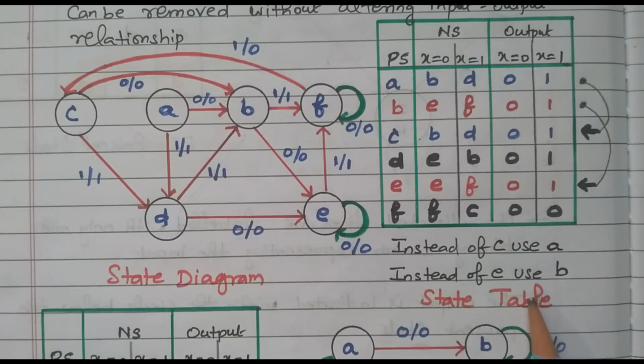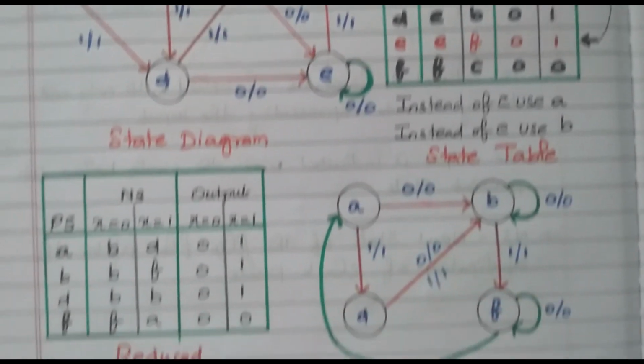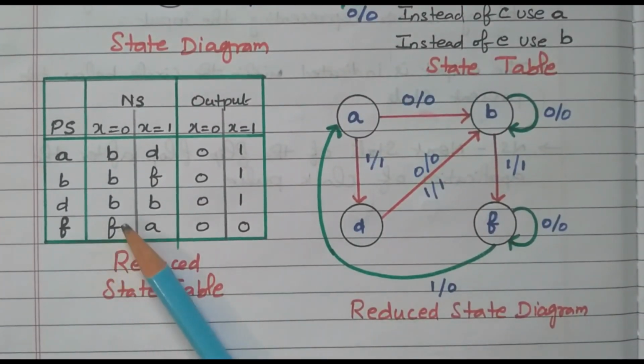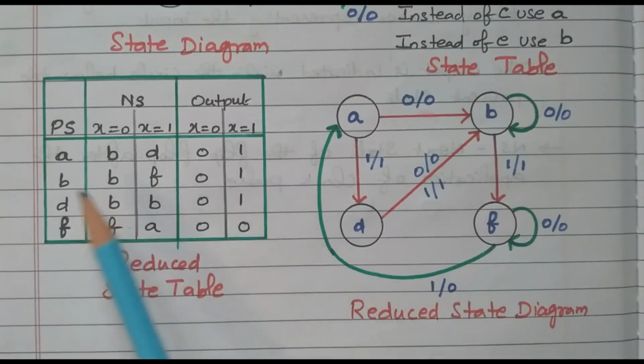Now we'll see the reduced state table, right? Here 1, 2, 3, 4, 5, 6 rows available. Now 2 rows are reduced, only we have 4 rows available. We'll go to the reduced state table. So this is the reduced state table. There are only 4 rows available. Second and fifth row is eliminated.